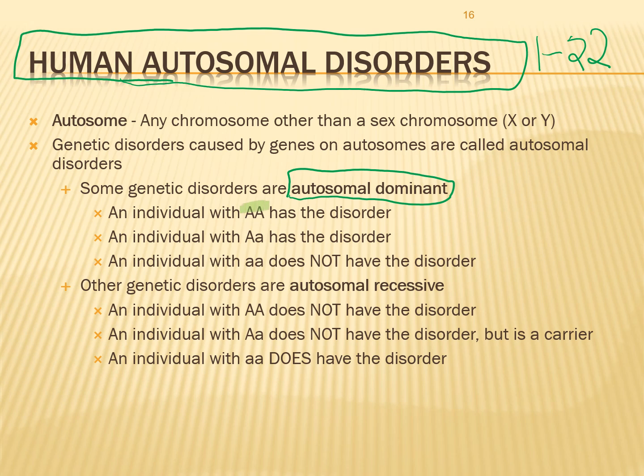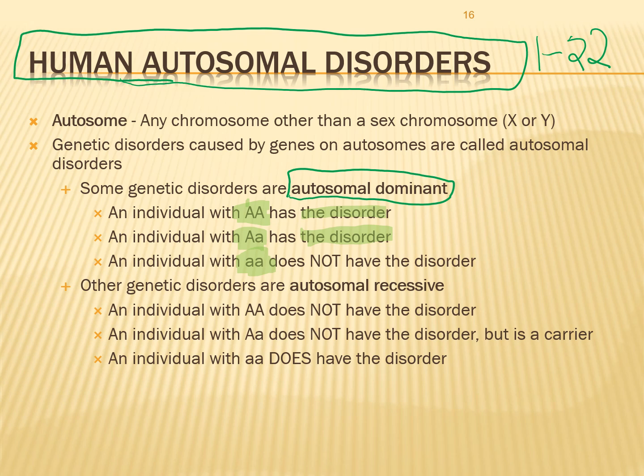So you could have big A, and you would have it. If you are a heterozygote and you have big A, little a, you would also have it because you only need one copy of the disorder. The only individuals who do not have it are little a, little a.